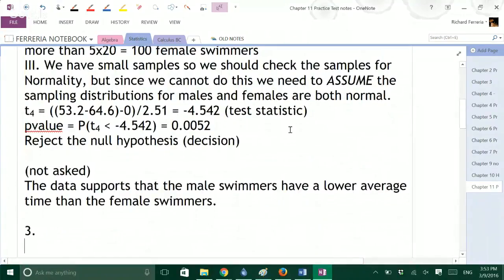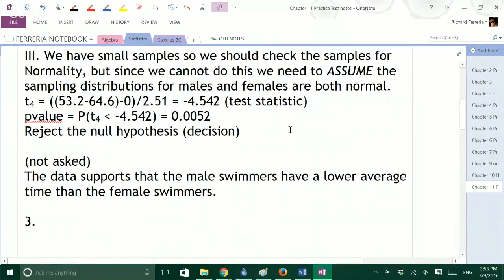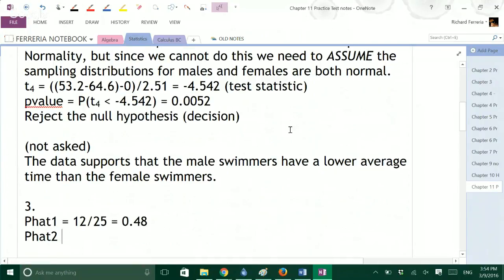Let's take a look at 3. You're constructing a 90% confidence interval for a difference of proportions. You find x1 is 12, n1 is 25. x2 is 15 out of 38. We want standard error, margin of error, and a confidence interval. Okay, so the first thing which might give you problems is, what is p hat 1? Well, p hat 1 is just going to be 12 out of 25. What is p hat 2? Yeah, which would be 15 out of 38.